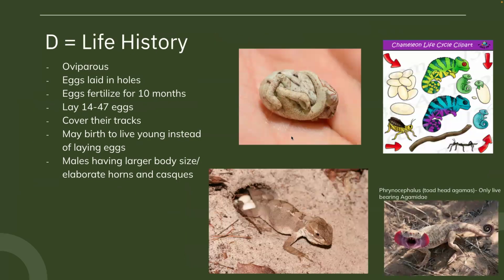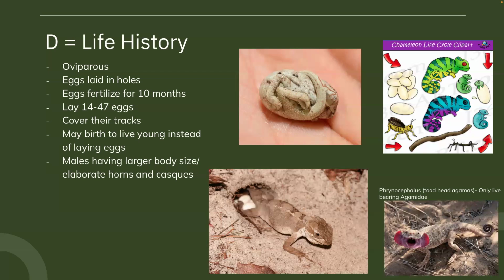So both of them are oviparous and they do lay their eggs in holes in sandy areas. The mother will dig the hole, lay the eggs, cover the hole back with the sand, and then leave. I have over here that they cover their tracks so that they can make sure no predators follow them or find their eggs and eat them. Those eggs are in the holes for about 10 months and they can lay anywhere from 14 to 47 of those eggs. There are some chameleons that will actually give live birth, which I kind of have up here.